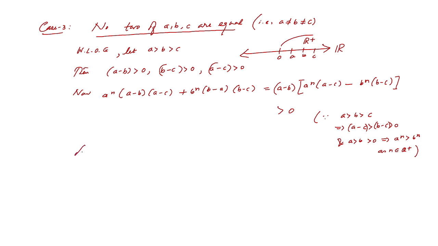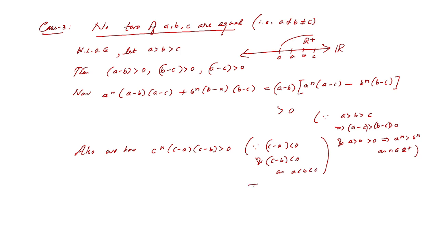Obviously we also have another term, C to the power n into (C minus A) into (C minus B). That quantity must be greater than 0 because C minus A is negative and C minus B is also negative. Why negative? Because A less than B less than C, and if we multiply two negative numbers, C minus A into C minus B, that quantity is greater than 0. And C is obviously a positive real number and n belongs to Q plus, so C to the power n must be greater than 0.